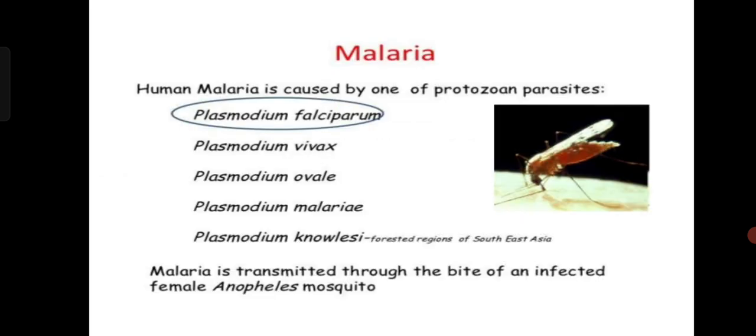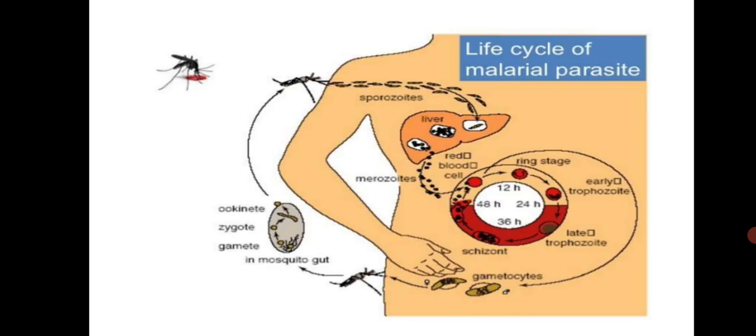Human malaria is caused by protozoan parasites, and normally these five species of the same Plasmodium family cause malaria: Plasmodium falciparum, Plasmodium vivax, Plasmodium ovale, Plasmodium malariae, and Plasmodium knowlesi. Malaria is transmitted through the bite of an infected female Anopheles mosquito.